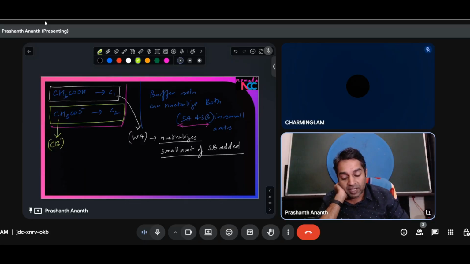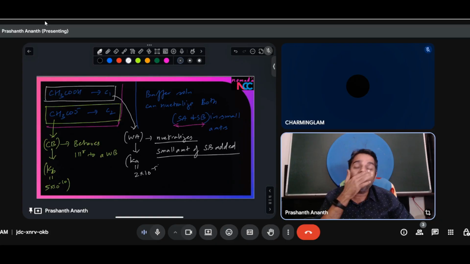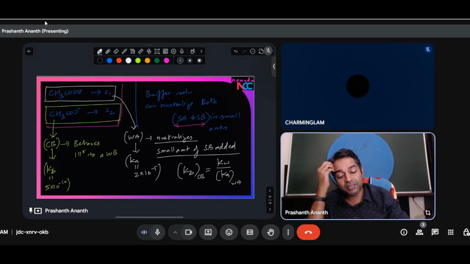So this conjugate base behaves like a weak base. Why? Because I know the Kb value for this. If I had the Ka value for this as 2 into 10 power minus 5, the Kb value for this fellow works out as 5 into 10 power minus 10. Right, that's what we have seen in the previous calculations. Why? Because Kb of conjugate base is equal to Kw by Ka of weak acid. So this fellow is going to behave in a manner similar to a weak base.